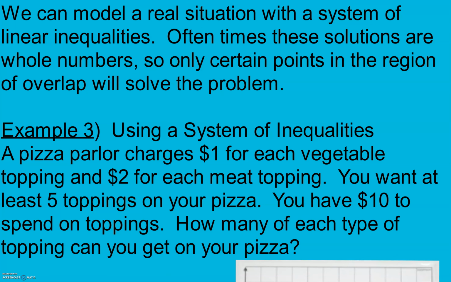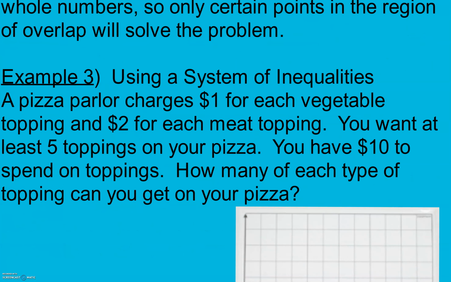We can model a real situation with a system of linear inequalities. Oftentimes, these solutions are whole numbers, so only certain points in the region of overlap will solve the problem, and that's the case here in example 3. A pizza parlor charges $1 for each vegetable topping and $2 for each meat topping. We want at least 5 toppings on our pizza, and we have $10 to spend on toppings. How many of each type of topping can we get on our pizza?